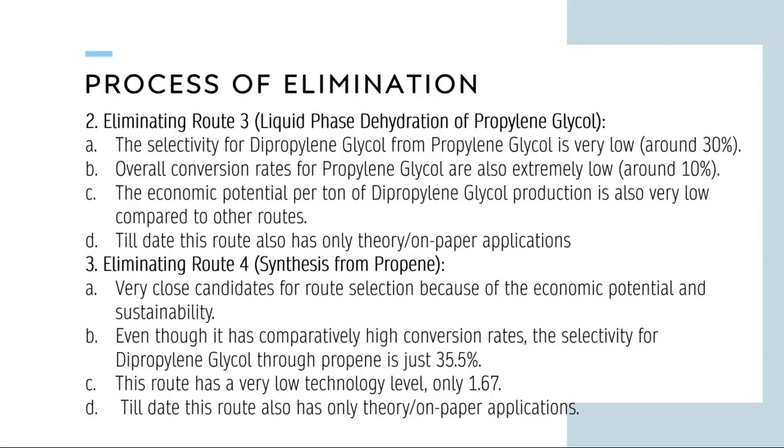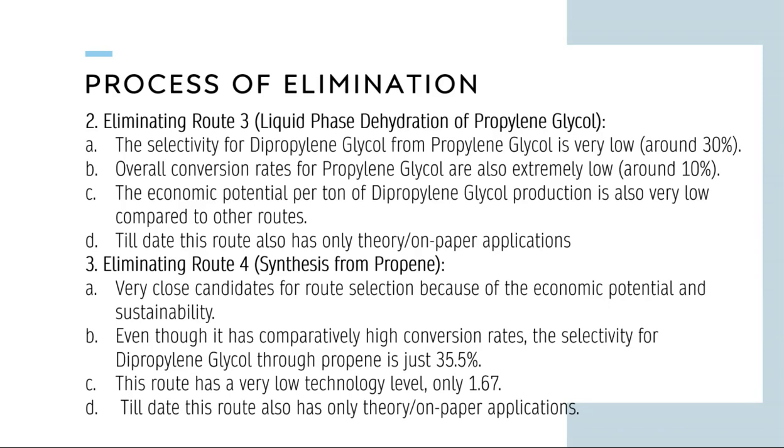So, hello everyone. In the last video, we discussed the process of elimination. We have eliminated three routes: route two, route three, and route four. So now we are left with route one and route five. We emphasized in the previous video the importance of selecting a route. Now we are going ahead with route 1 and route 5. We will do the comparison and figure out which route we are going to go ahead with in this process.